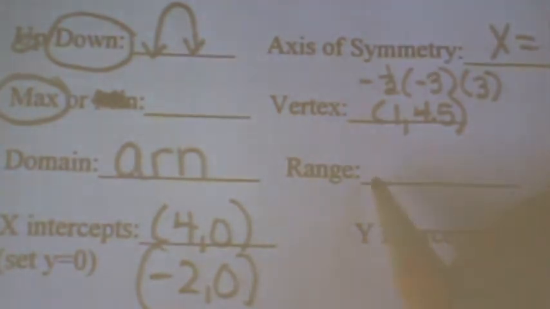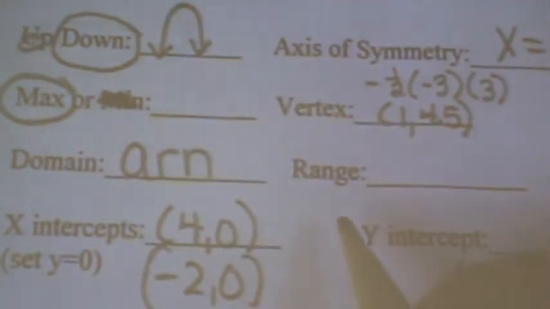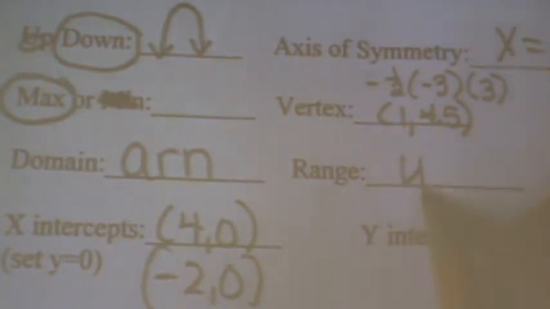Okay, now, help me out here, what's the domain? We can do the domain and the range right now. Domain is always all real numbers. How do we do the range? If it's going down, and our vertex is 1 comma 4.5, what's our range? Y is greater than or less than 4.5. Greater than or less than? It's going to be less than or equal to 4.5, because it's going down.